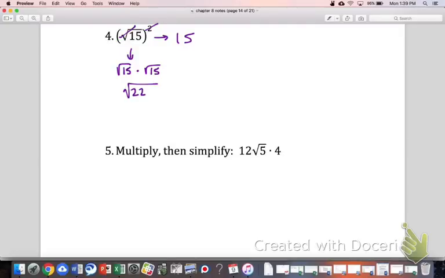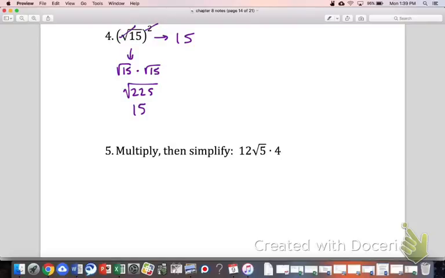And 15 times 15 is 225. And the square root of 225 is 15. So no matter which way we went there, both of those are valid ways of doing it. The answer there would be 15 in the end. Any questions on number 4 before we move on?